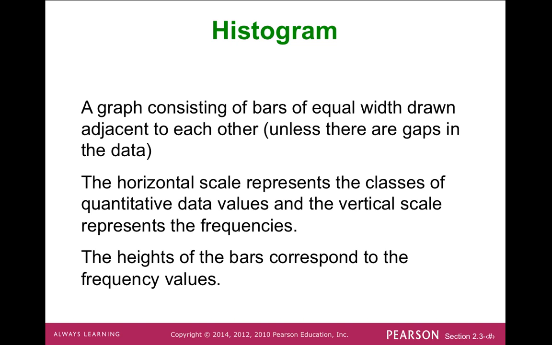So this leads back to section 2.2 and the tables that we had talked about. Essentially, the horizontal axis has the classes that would be part of your frequency table, and the vertical axis would represent the frequencies that are in your frequency distribution table. And the heights of the bars correspond to frequency values.